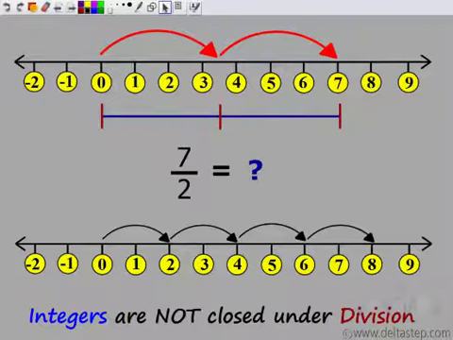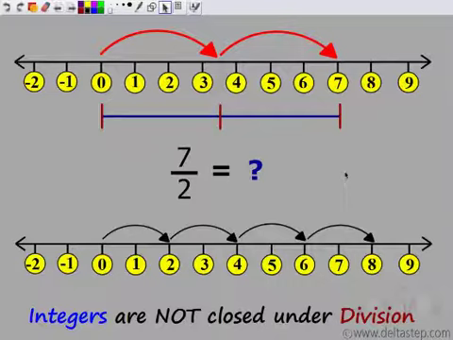If I divide these two integers, I can see that if I divide this length 7 into two equal parts, that is 7 by 2, the length of each part is greater than 3 but less than 4, and there was no integer to represent this length of each part. Also, if I see the number of 2's that fit into 7, then the 2's do not perfectly fit into 7. They do not evenly fit into 7, and hence there was no integer that could represent 7 divided by 2. So I can say that integers are not closed under division.